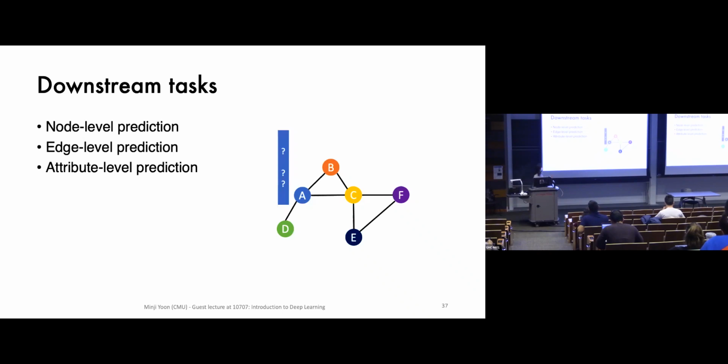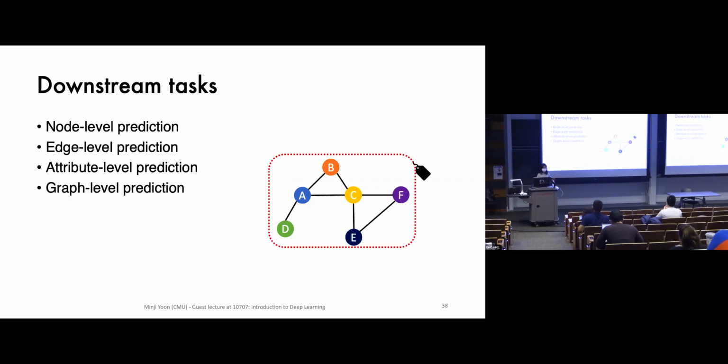And the third downstream task could be attribute level prediction. Not many people write down their information. For example, in LinkedIn, you didn't write down your university. This is the masked attribute. By looking at your neighbors, we can guess which university you're going to. And the final downstream task is graph level prediction. What we do is, first we compute node embedding for each node, and then we sum them up, and we make one graph representation using those node embeddings.